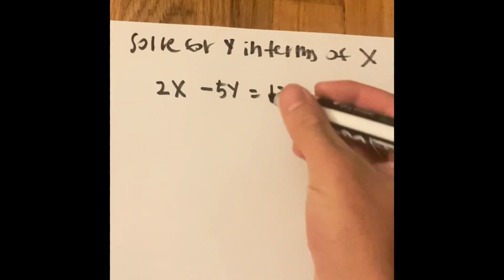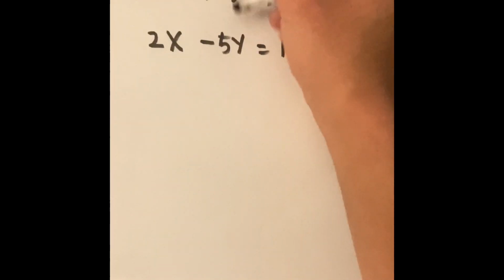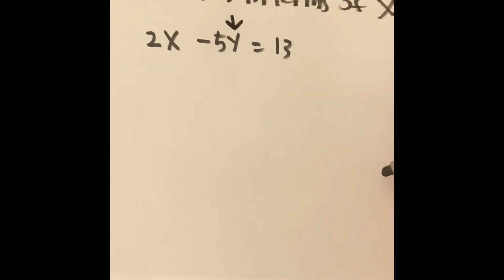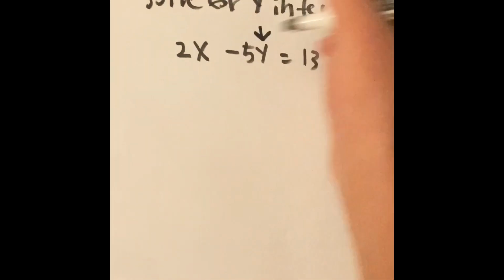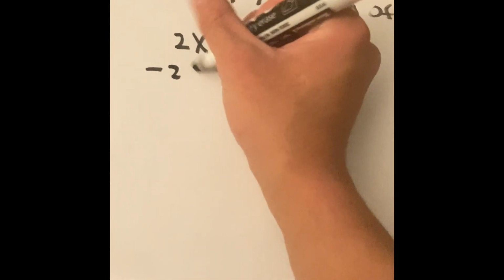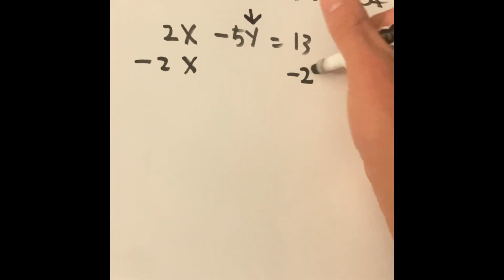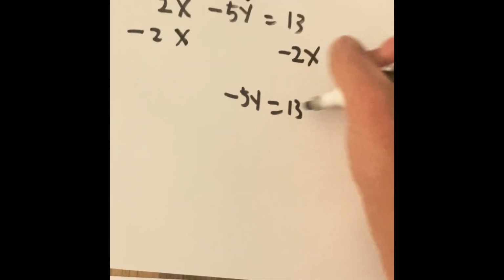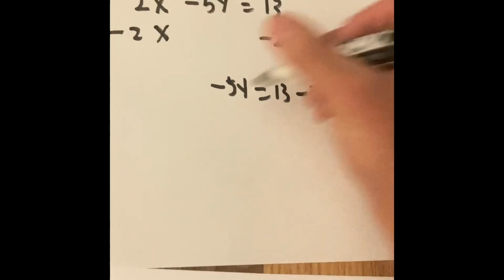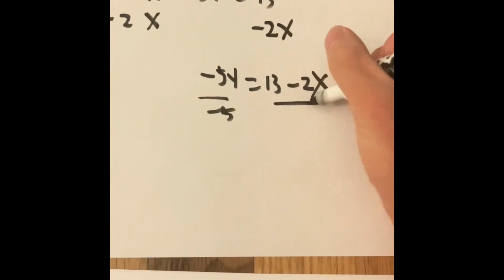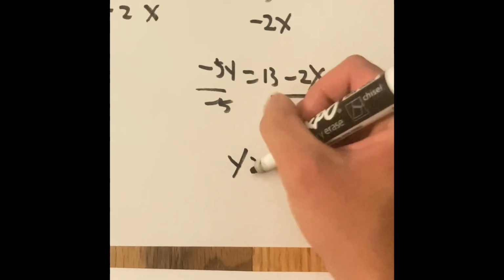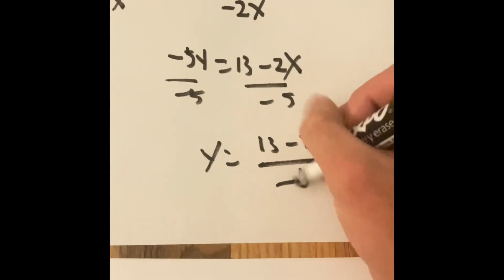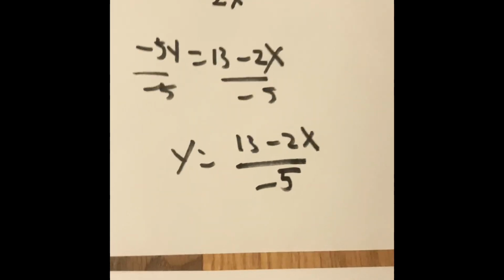So, in this scenario, we have to isolate the y variable, like a literal equation, literally. What we can do to get that y alone is subtract 2x on both sides. So we have negative 5y equals 13 minus 2x. Divide by negative 5 on both sides, and we get y equals (13 minus 2x) divided by negative 5. That is the correct answer.